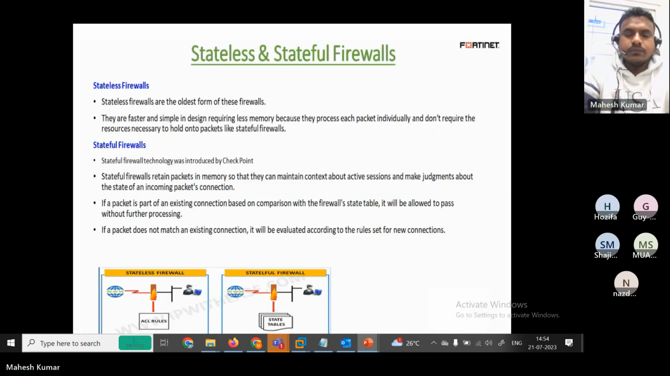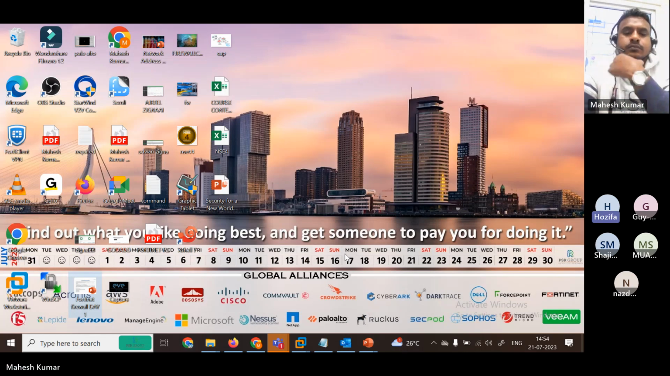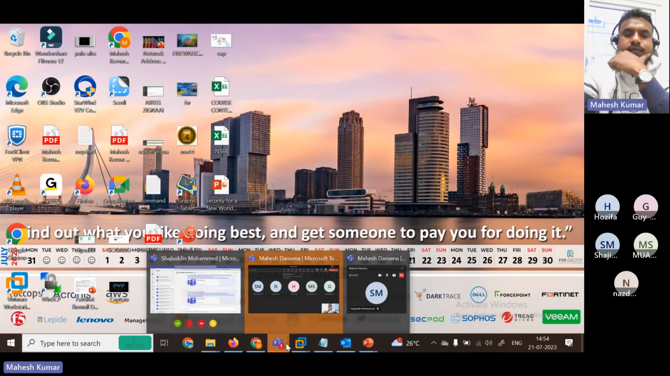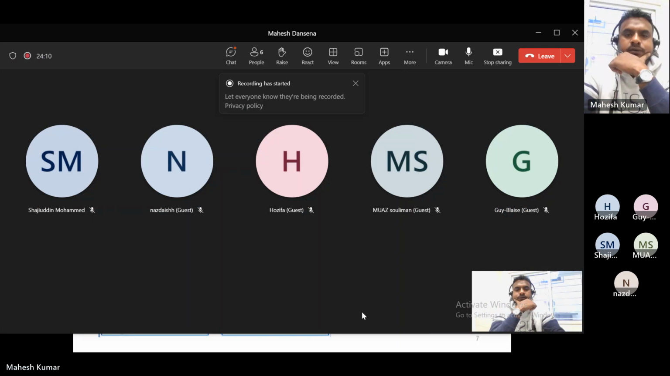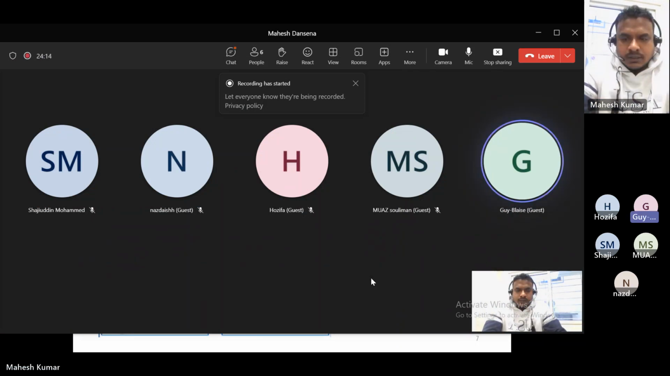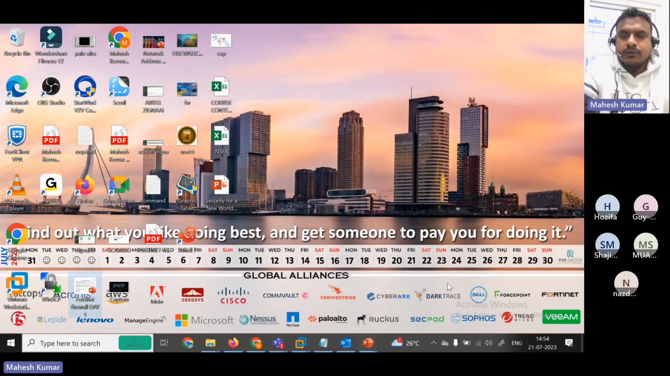Okay, so stateless firewall and stateful firewall. What is the difference? Has anyone heard about stateless and stateful firewall? Anyone? No? You don't know about stateless, stateful? Yes. Stateless firewall is the access control list, and the stateful is the device, the equipment. No, you are going wrong. I'm just making you correct.